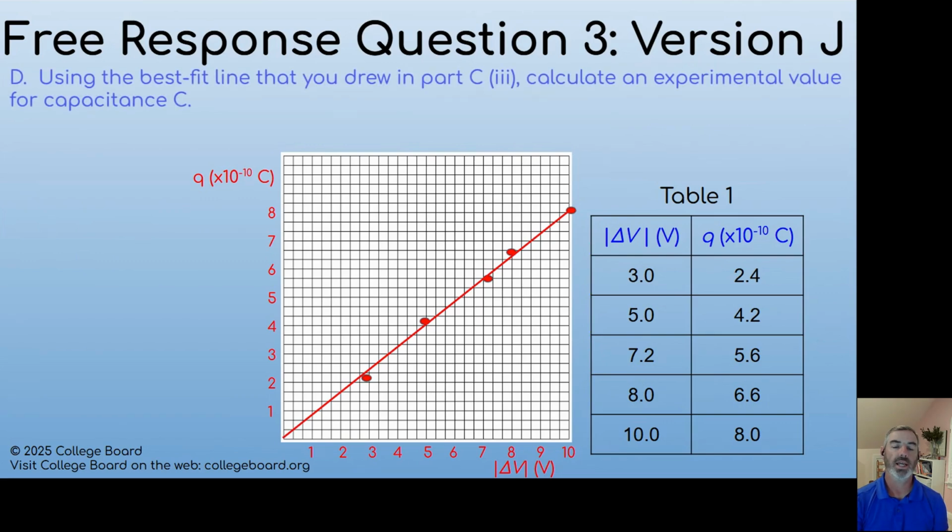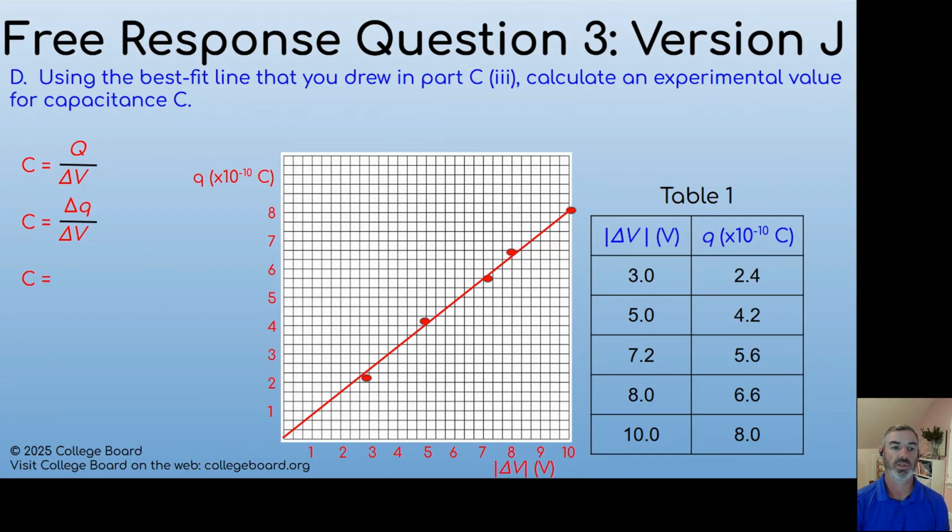Now, part D wants us to use the best fit line that we drew in part C3 to calculate an experimental value for the capacitance. So we know that the capacitance is just Q divided by delta V, which in this case, the change in Q in the vertical direction over delta V in the horizontal direction, is going to give us the capacitance. Now you could do this one of two ways. I chose to do this by picking a couple points on the graph.